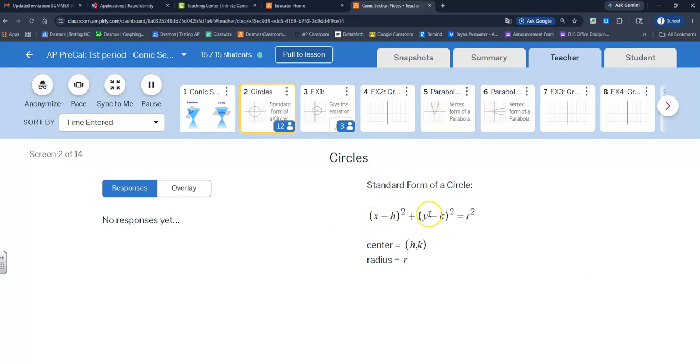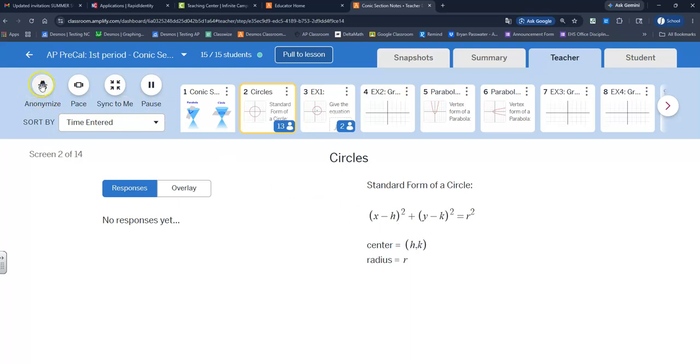Here, if you have something inside of the parentheses with the y, that's going to move the circle up or down, but in the opposite direction because it is in the parentheses. Over here, just like it was with the functions, something inside of the parentheses with the x is going to move left or right in this case.